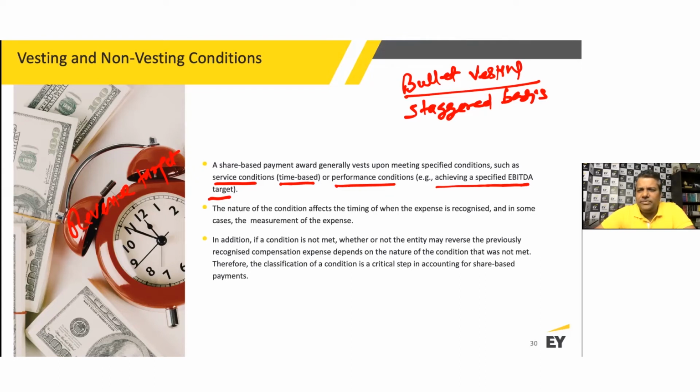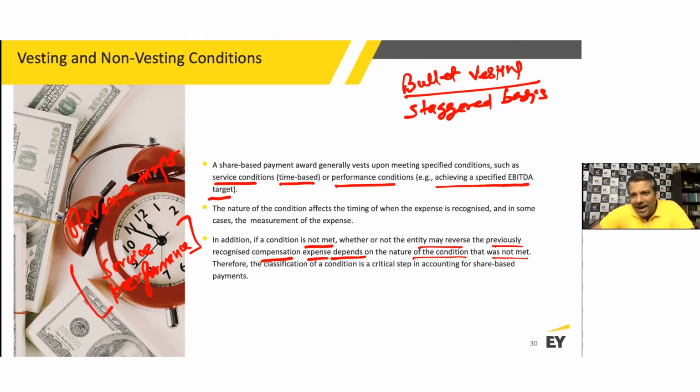Now in that case, the expense will be reversed. Not in all situations, only in cases where vesting conditions are not fulfilled. And there are situations in which it will not be reversed, even though you can't exercise the stock, and we will talk about that. That's where the standard becomes slightly more complicated. So if a condition is not met, whether or not the entity may reverse the previously recognized compensation expense depends on the nature of the condition that was not met. So ordinarily, if it is linked to a service condition or a performance condition, and if these two are not met, then the expense will be reversed.